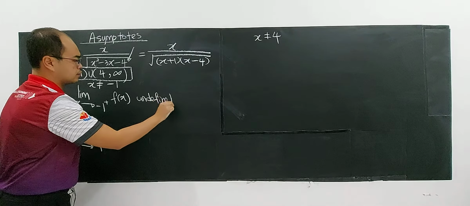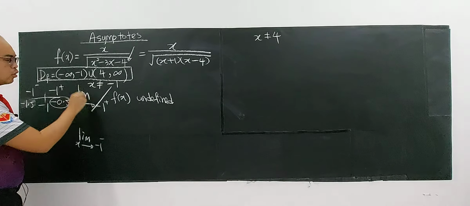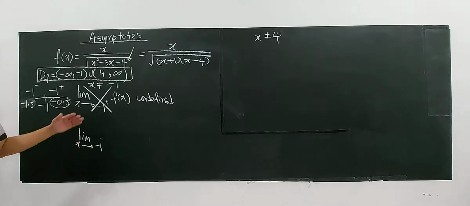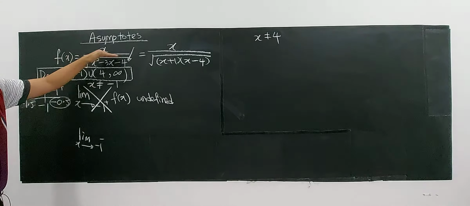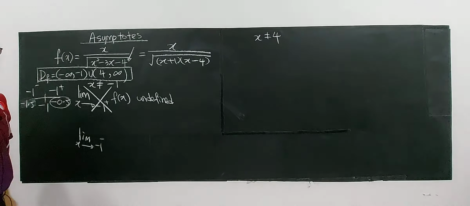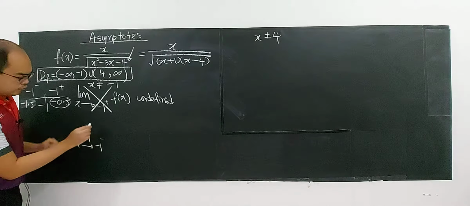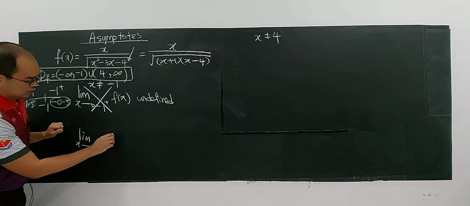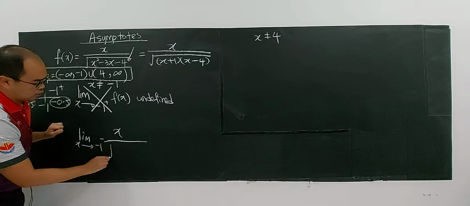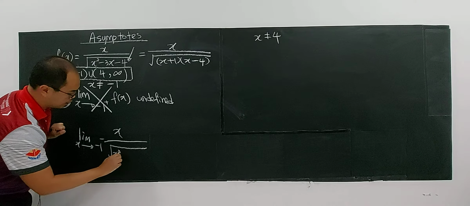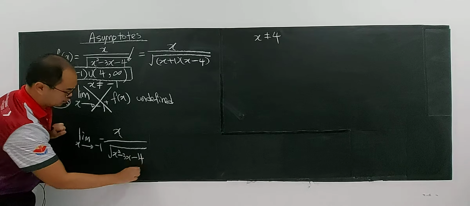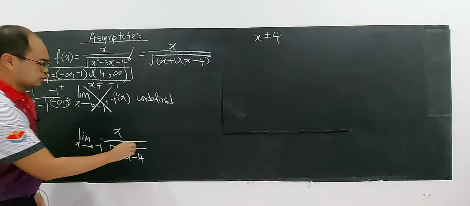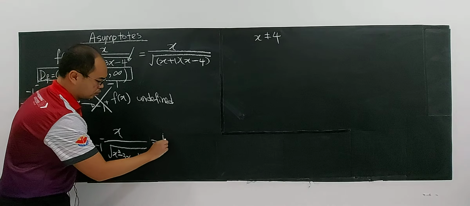is undefined. So we don't need to consider the right hand limit. Special case, only for square root. The rational function there is with a square root there. But for this one, you need to consider x squared minus 3x minus 4, right? For this function here.